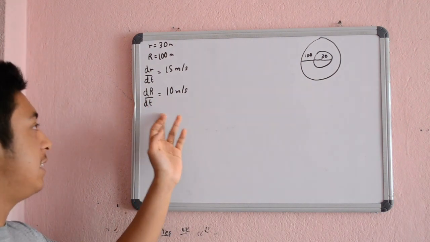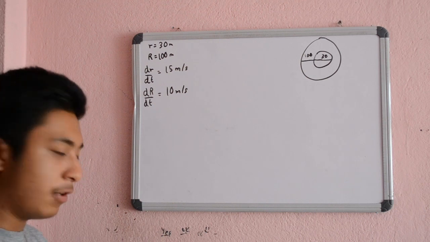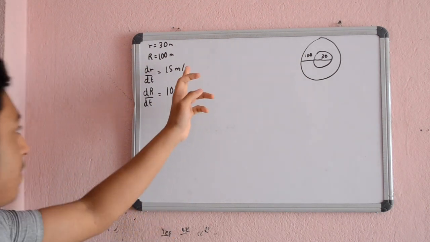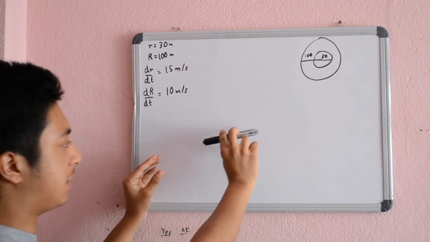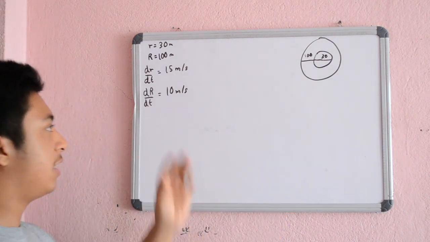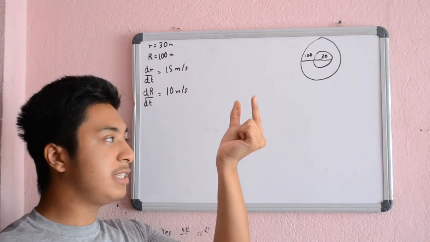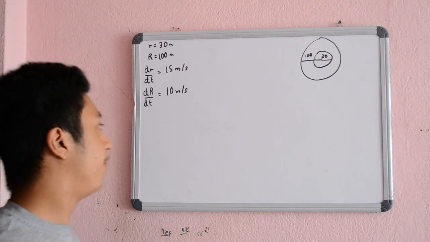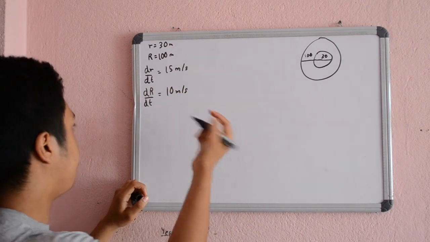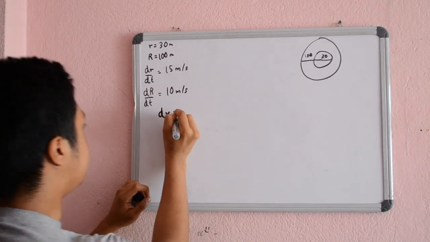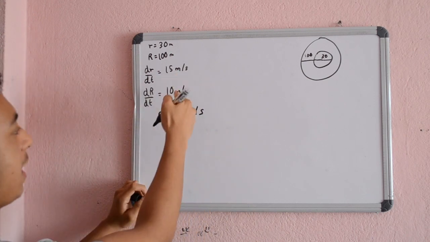Now the outer radius will only grow by 10 meters per second, so in 1 second it covers 10 meters. So in 1 second this covers 15 meters, and this covers only 10 meters. That means there is a difference of 5 meters, and the distance between them is closing by 5 meters per second. And that is what we'll find first. So we'll first find dv, which is just 5 meters per second, this minus that.